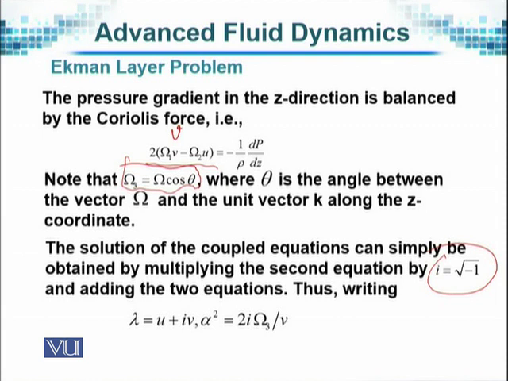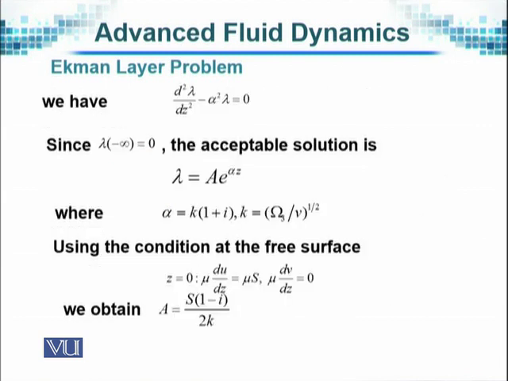Thus the equation we can write as lambda equals, if we take lambda to be the velocity component u plus iota into the velocity component v, and such that let alpha be taken as alpha squared equal to 2 iota into omega 3 by v. This will give us from the above equations another equation in the form d2 lambda over dz2 minus alpha square lambda equal to 0.